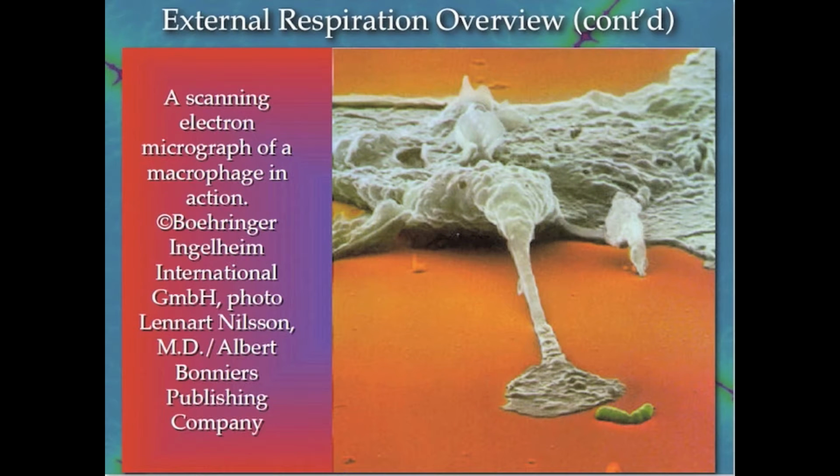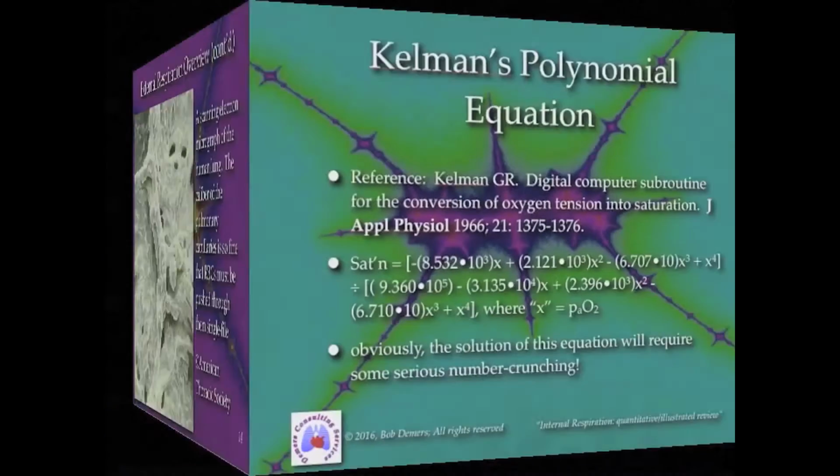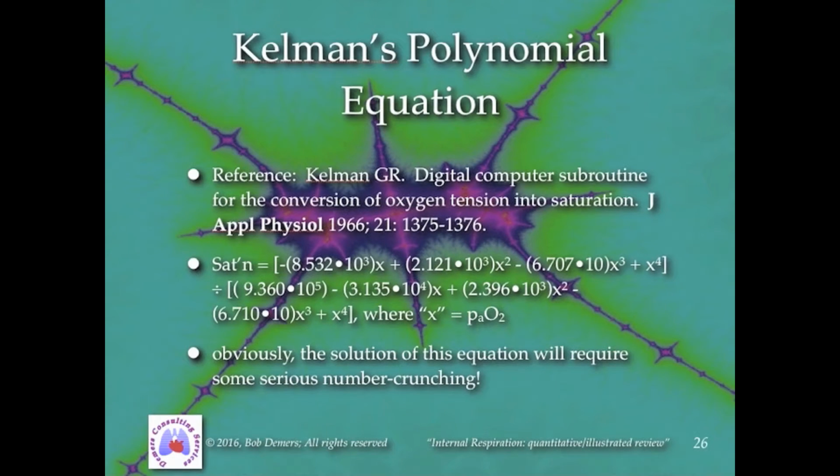We'll encounter the pulmonary alveolar macrophage, the garbage collector of the lung, up close and personal, and watch individual red blood cells squeezing through pulmonary capillaries, single file. The module then focuses on the characteristic sigmoidal shape of the OHDC and describes the amazing insights of hemoglobin physiology described by G. Richard Kellman more than a half-century ago.